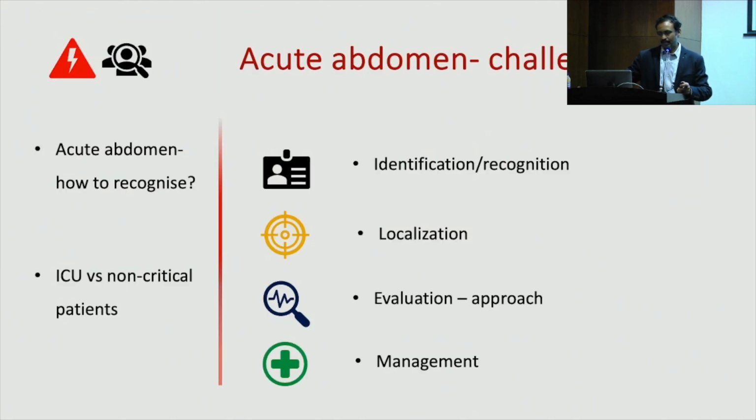So what are the common challenges we face? One is identification of acute abdomen in the ICU, especially in a patient who is mechanically ventilated on sedation or analgesia, and localizing it, because the patient is the best person to indicate where exactly. The history given by relatives may not be very apt. They will always say the patient was rolling around, having abdominal pain here and there. It's very, very difficult. And how to evaluate, is there any common approach, and how to manage.